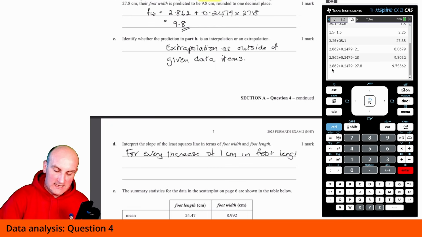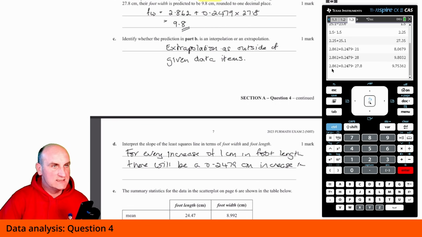So for every increase of 1 centimeter in foot length, all right? And you can't just say EV. For every increase of 1 centimeter further, there will be a 0.2479 centimeter increase in foot width. I think it says, isn't it? Foot width, yep.